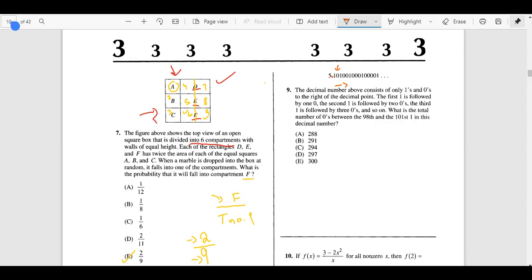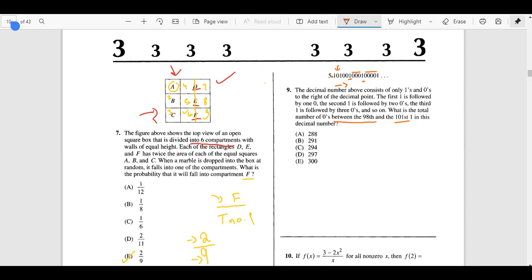Like we have 1, then we have 1 0, then after the second one we have 2 zeros, after the third one we have 3 zeros, and after the fourth one we have 4 zeros. They're just trying to explain what the figure is. What is the total number of zeros between the 98th and 101st one in this decimal number? Now you need to find the number of zeros between the 98th one and 101st one, right?